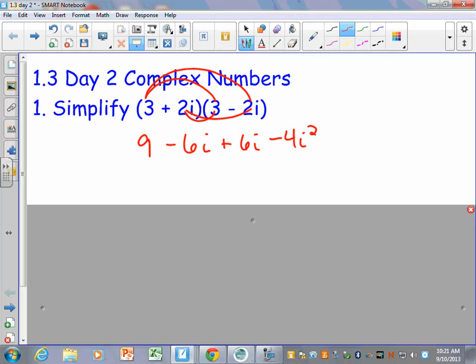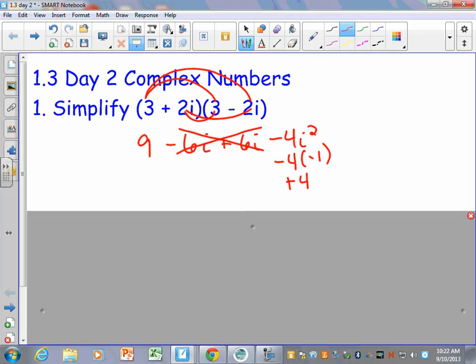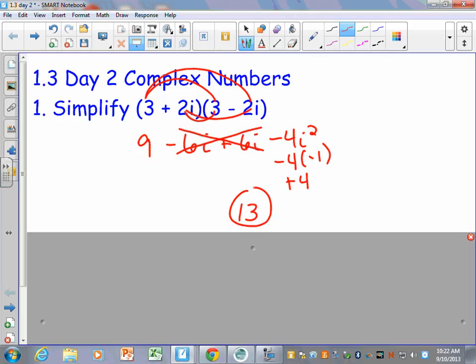And we do always treat i like a variable, except for when you have a power of 2 or more, because i squared actually equals negative 1. So these cancel out, right? And i squared is really negative 1. So you're really left with 9 plus 4, which gives you an answer of 13.